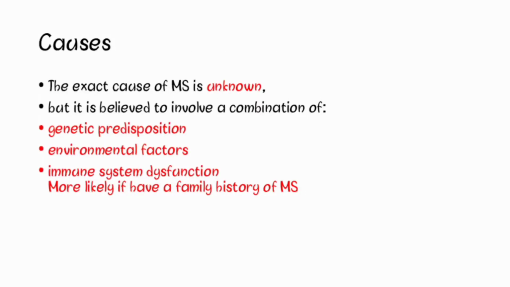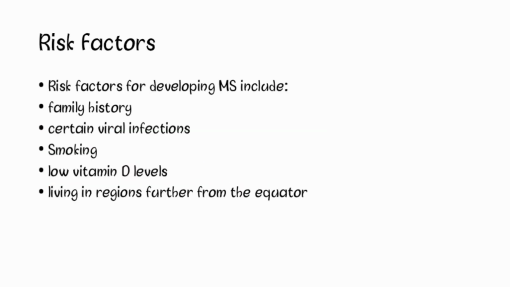Now, let's talk about the causes of multiple sclerosis. The exact cause of multiple sclerosis is unknown, but it is believed to involve a combination of genetic predisposition, environmental factors, and immune system dysfunction. And multiple sclerosis is more likely if a patient has a family history of MS.